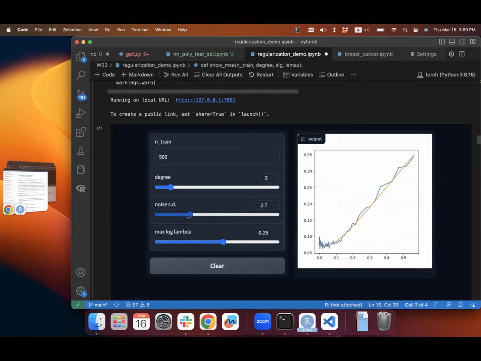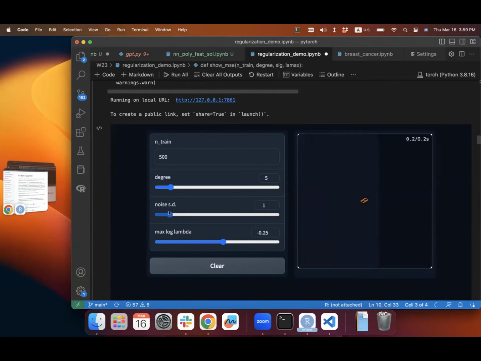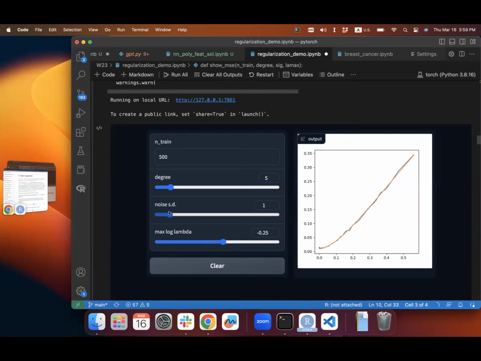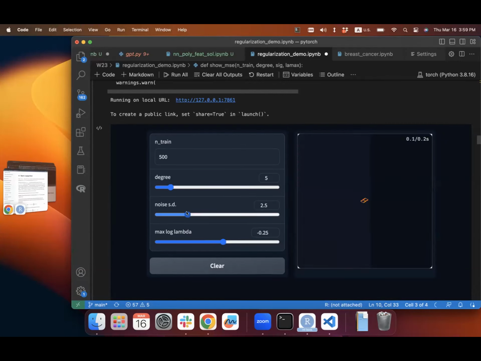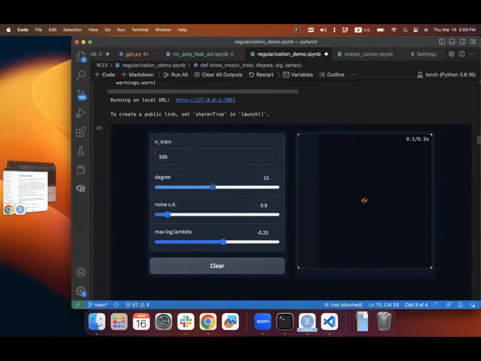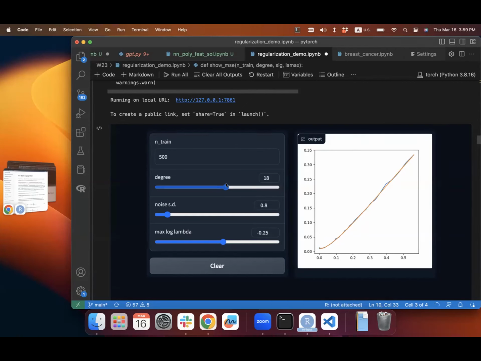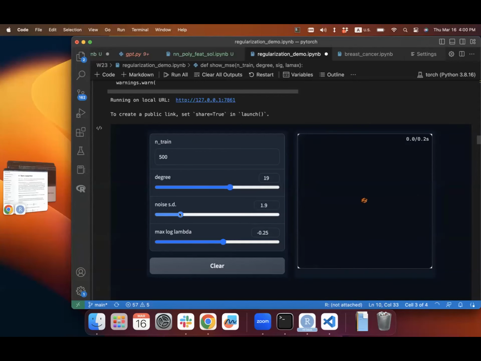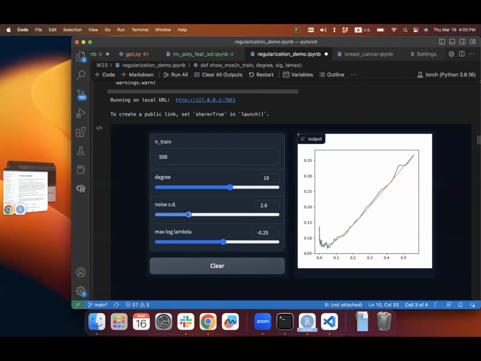And also, if you reduce the noise, you can see basically no regularization is fine. So at low noise, not much regularization is needed. But even with low noise, if I now increase the degree, see what happens. Still okay, the prediction is not that bad. But if I increase the noise, you can see things quickly become problematic.